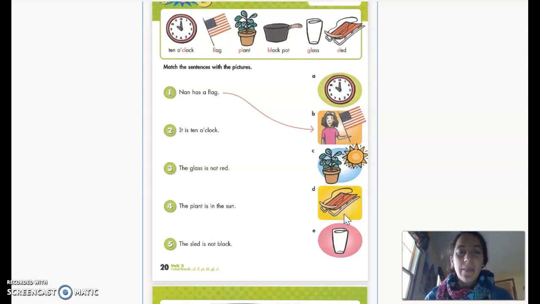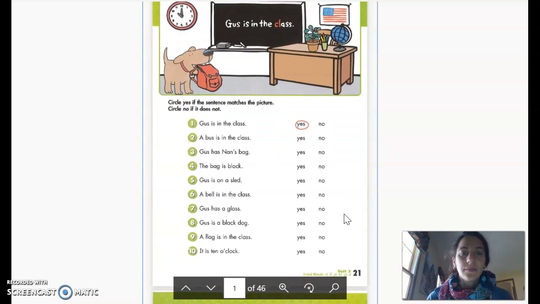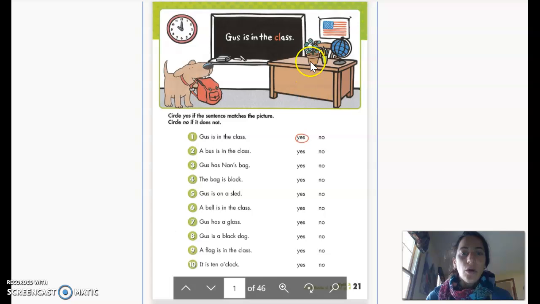Great job. Pueden poner pausa. Pueden reescuchar las oraciones. Puedes decirlo solo. All right. Now we're going to look at our picture up here. And we're going to look at these questions to see, yes, it's true, or no, it's not true.